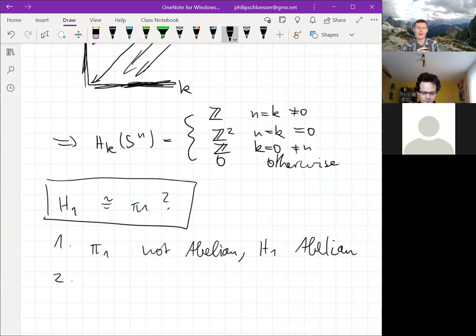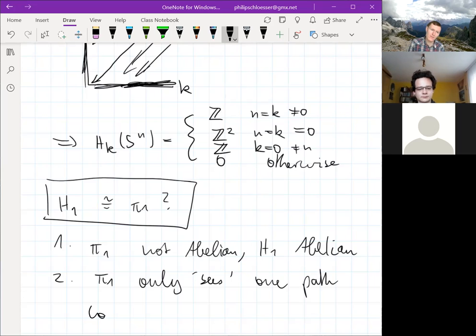And secondly, is what I guess I a bit mentioned, but not really. Pi1 only sees the path component that our base point x is at. So, sure, you're looking at loops that start at this point, so you can't leave the path component you're looking at. It only sees one path component, whereas H1 just sees all of them.